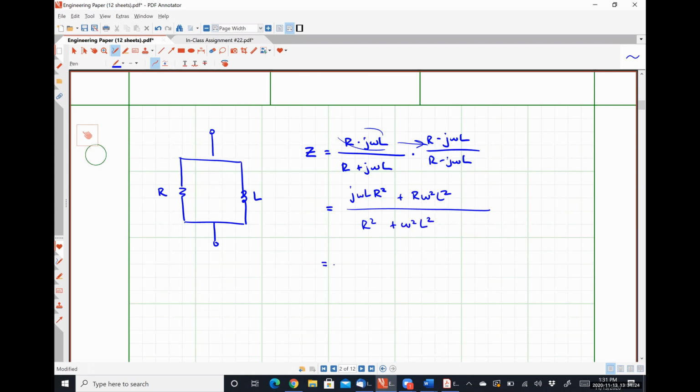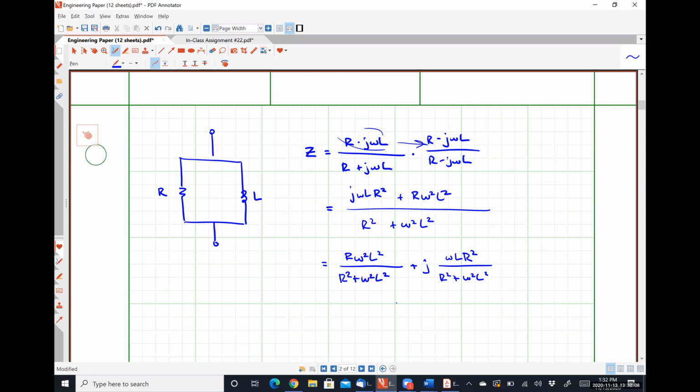So I can expand this out a little bit. I'm going to have R omega squared L squared over R squared plus omega squared L squared plus J omega L R squared over R squared plus omega squared L squared. So even though these two guys are in parallel, there's a positive sign attached to my imaginary part, which means my angle, by definition, will be positive, which means when I have a resistor and an inductor in parallel, I get a lagging power factor.